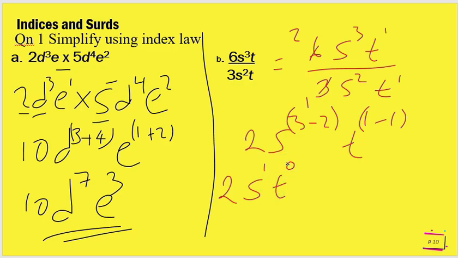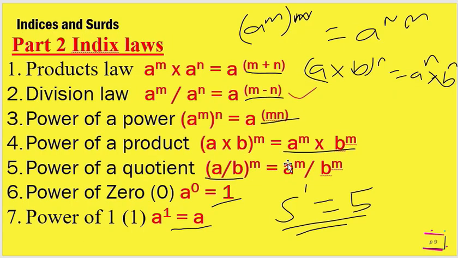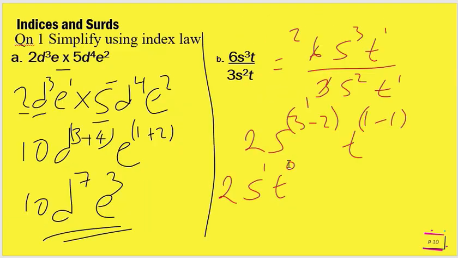So we saw that anything raised to power 0 is just equal to 1, and anything raised to power 1 is just equal to that number. So therefore this one here will be 2, this is s, then t power 0 is just 1, and therefore the answer becomes 2s. 2s is the answer.